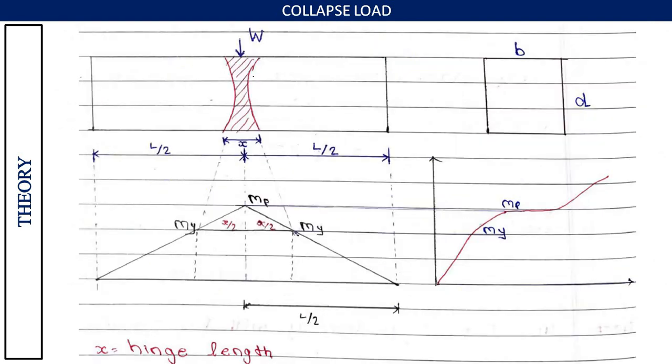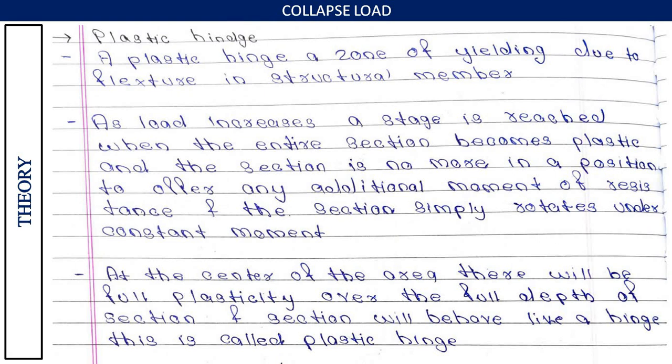Here you can see one beam with the load of W kilonewton, and it deflects and has an X distance, which means hinge length. So at the center of the area there will be full plasticity over the full depth of this section, and the section will behave like a hinge. This is called a plastic hinge.